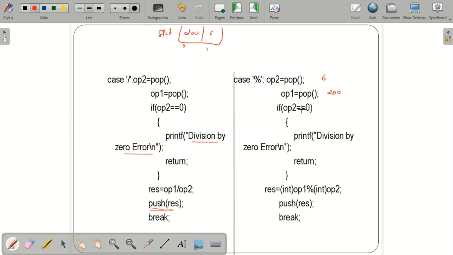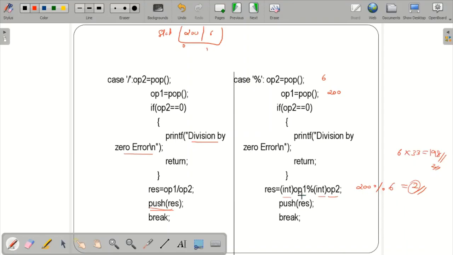Else what we have to do is, since we cannot do modulus for floating point, we are typecasting it to integer. That is, operand 2 we are typecasting to integer, and operand 1 also we are typecasting to integer, and then we are performing the modulus. So you know that 200 modulus 6 will give you the result as 2, because 6 times 33 is 198, so 2 is the remainder, so you will get the answer as 2.